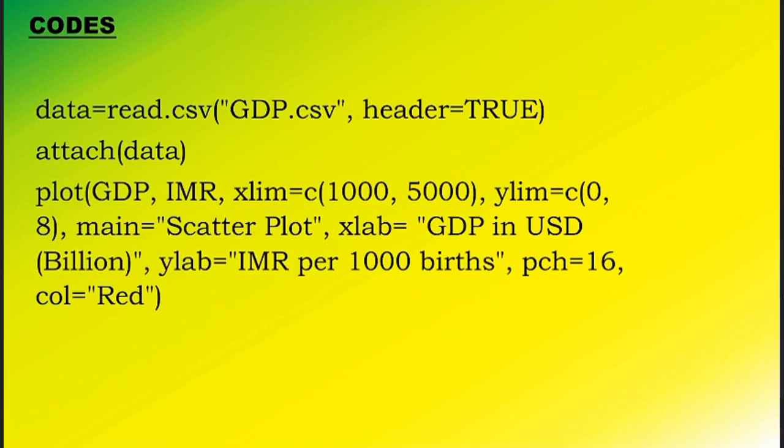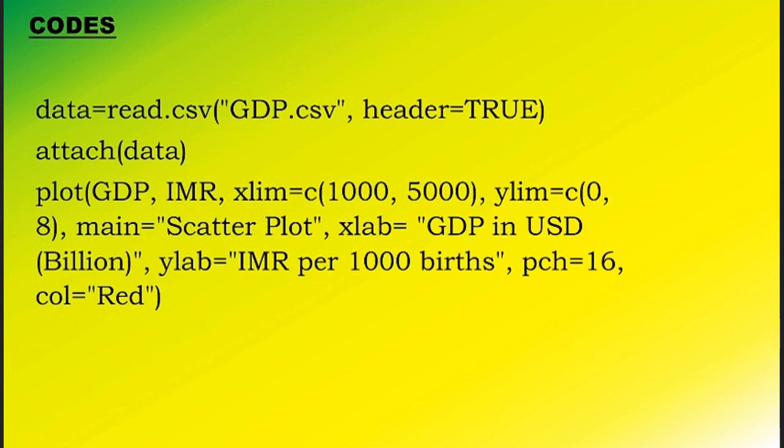Then comes our main command, the plot command. We'll have plot in brackets GDP, IMR, xlim, ylim, main, xlab, ylab, pch and col. GDP and IMR will be on the x-axis and y-axis. The x-axis will comprise the values of GDP and the y-axis will comprise the values of IMR. We have used xlim and ylim to give the limits of the x-axis and y-axis.